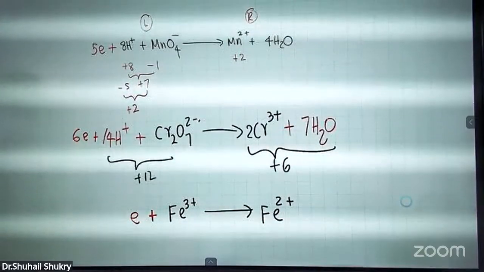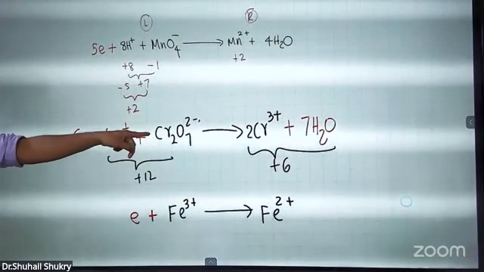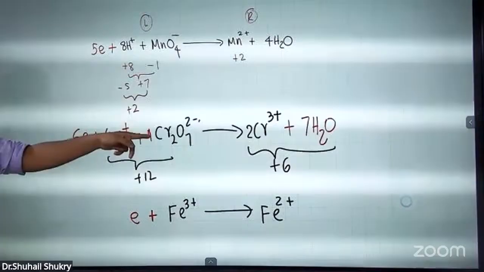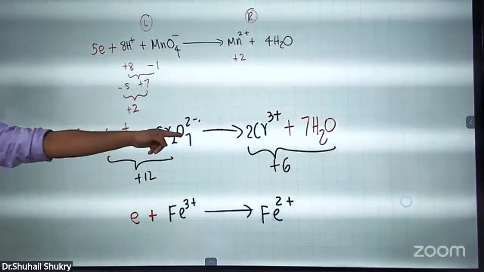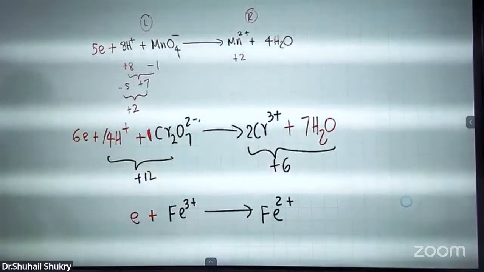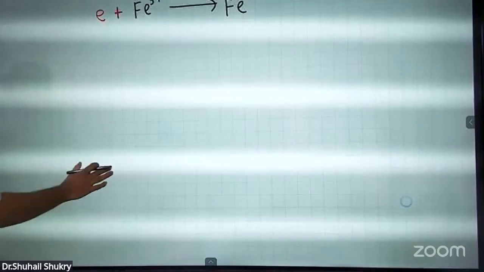Understand properly. Don't mix the things. If there are numbers in front of the element, or in front of the compound only, you have to multiply that. This is 1 into -2. Don't go and multiply with this 7. You can make mistakes like that. Next thing, if I give another thing like this, we'll see.